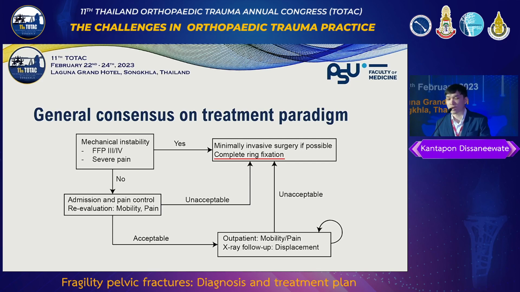But if there is no gross mechanical instability, you can admit, do pain control, and then re-evaluate them after a defined time period. If there is still some pain or they cannot mobilize, then you go ahead and do fixation. But if it is acceptable, you can discharge and follow up as an outpatient, also following up for displacement of the fractures. If it becomes displaced or the patient has increased pain, then you can decide to do minimally invasive surgery.